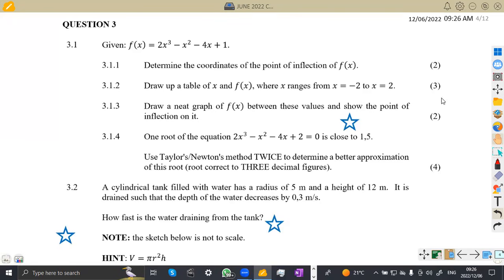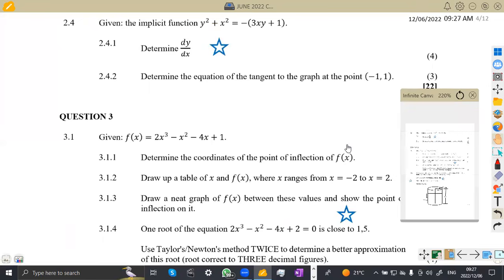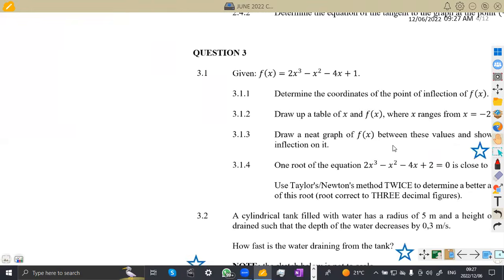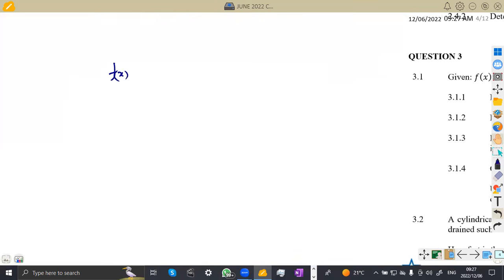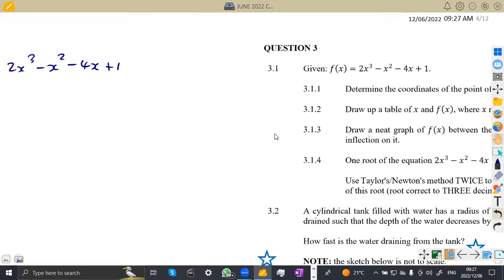3.1, we are given f of x as a function, where we are asked to determine the coordinates of the point of inflection of f of x, and that's 2 marks. I'm going to have my expression here, that's 3.11, so that it can be easier for us to work out. So this is f of x, which is given as 2x cubed minus x squared minus 4x plus 1. Take note of your expression, guys.